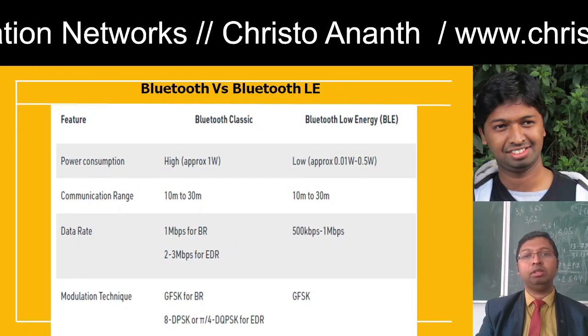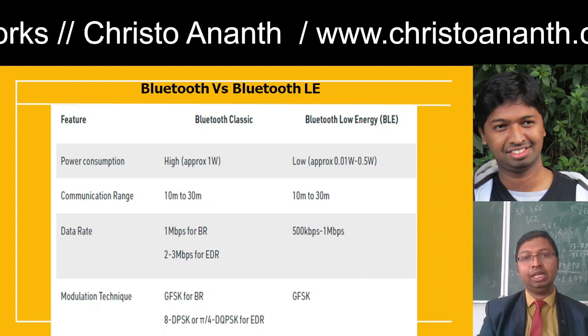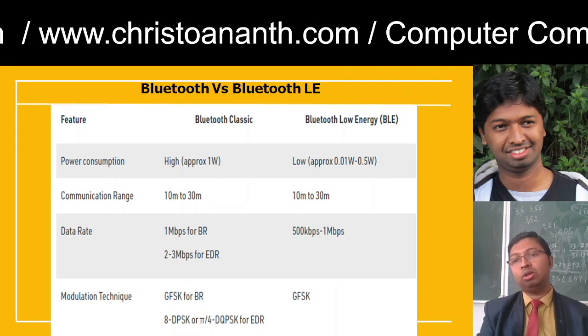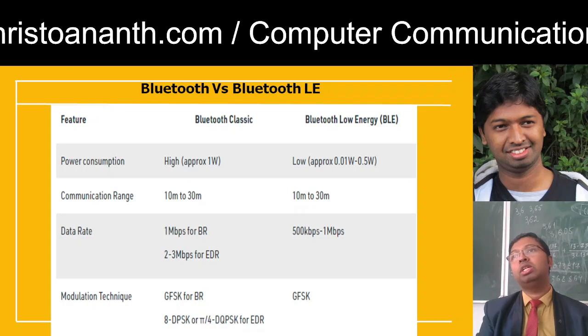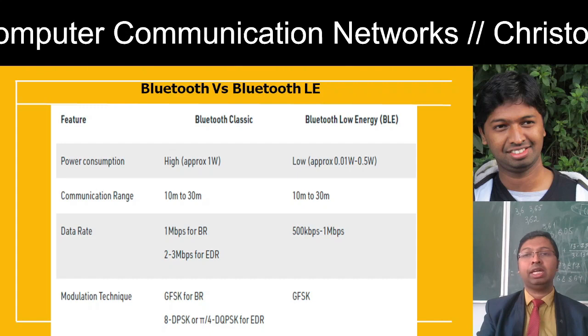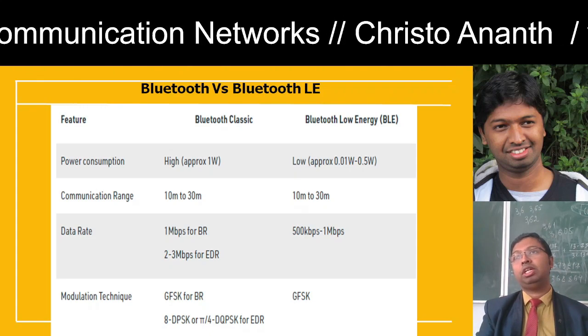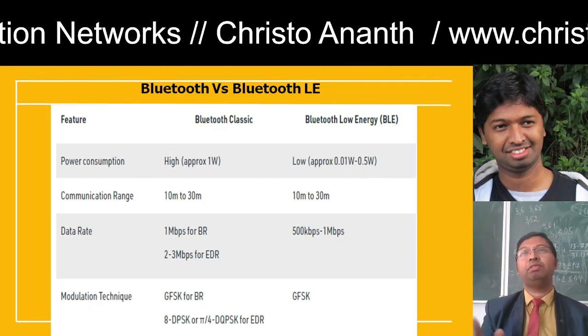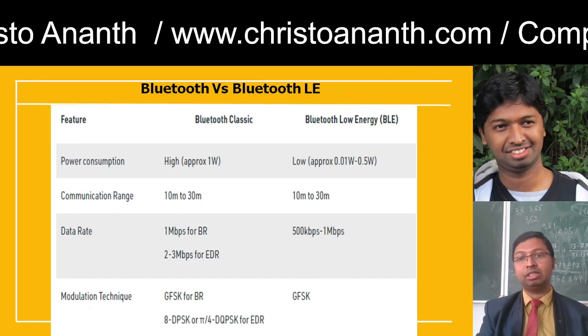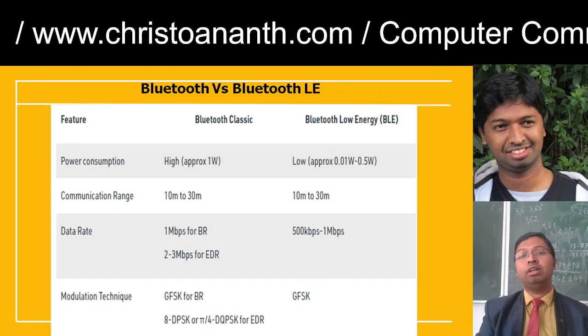Power consumption for Bluetooth Classic is high, approximately 1 watt. For Bluetooth low energy, it is low, 0.01 watt to 0.5 watt. Communication range is the same for Bluetooth Classic and Bluetooth low energy, 10 meters to 30 meters. Normally it is 10 to 15 meters only, but 30 meters you cannot practically get.